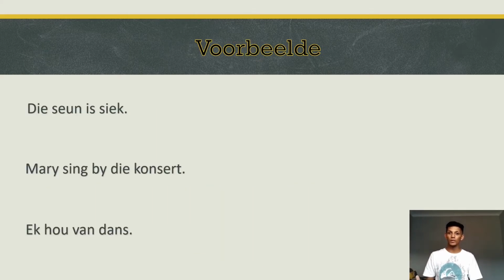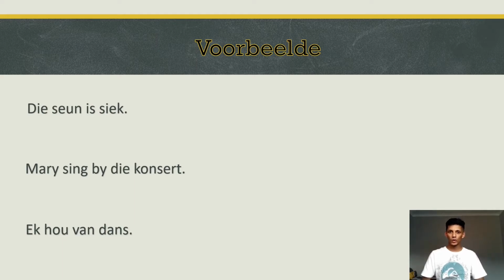Voorbeelde, examples. Now we're going to go through a few examples to implement our rules so that we understand it better. And now you will actually see when you're given a sentence in Afrikaans, what do you have to do in order to get the sentence correct in the past tense in die verlede tyd.